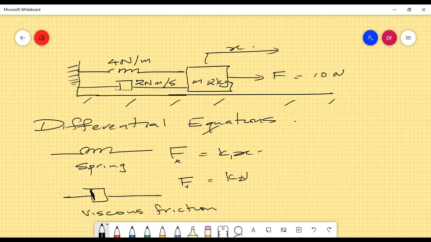So we use the concept of the spring and the concept of friction whenever we are modeling any mechanical system. And so we just want to use this example that we have here.